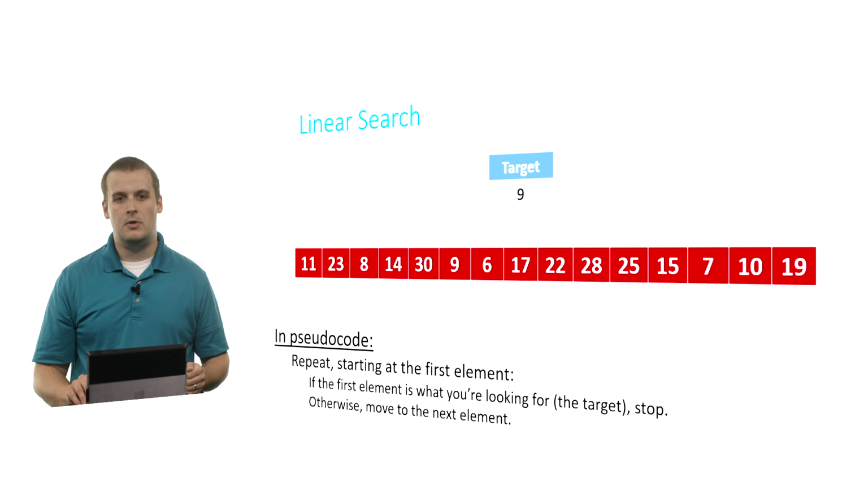this array. Well, we start at the beginning. If it's what we're looking for, we can stop. It's not. We're not looking for 11. So otherwise, move to the next element. So we look at 23. Is 23 what we're looking for? Well, no. So we move on to the next element and the next element.